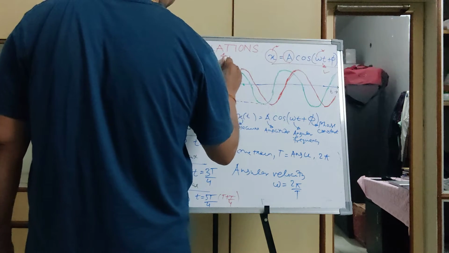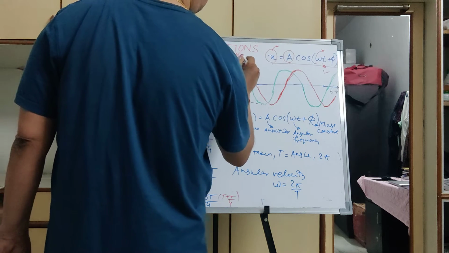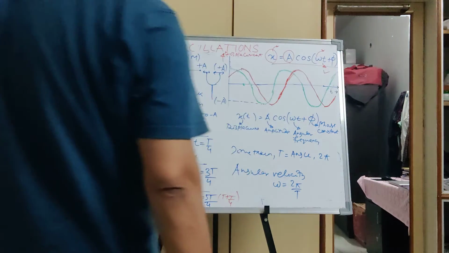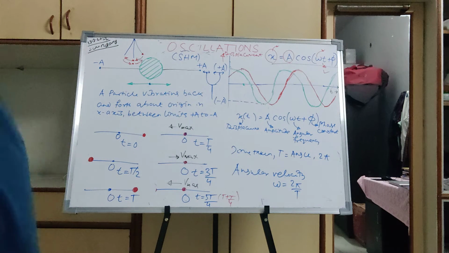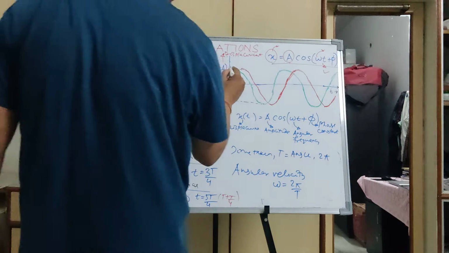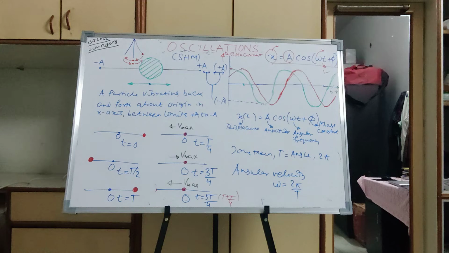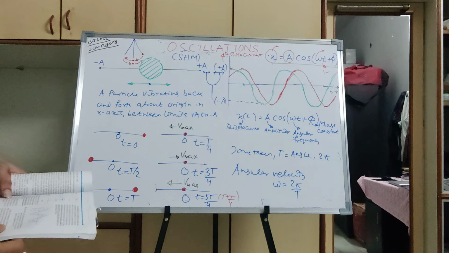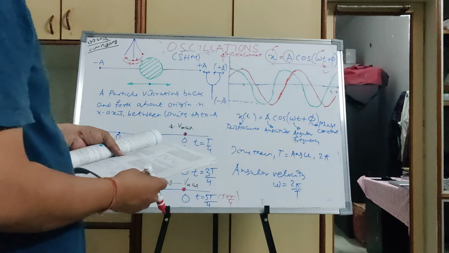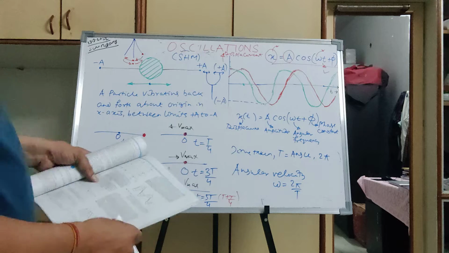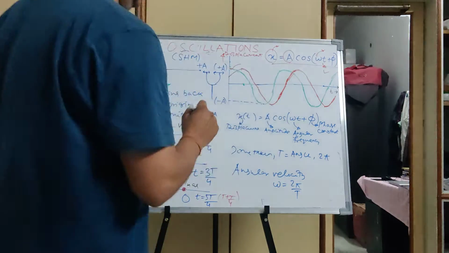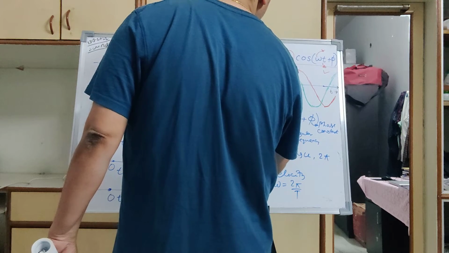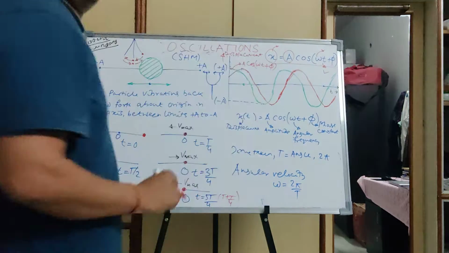In your y-axis, this is displacement. In your x-axis, it is time. So these two curves, the red one and the green one, both are representing A cos(omega t plus phi).